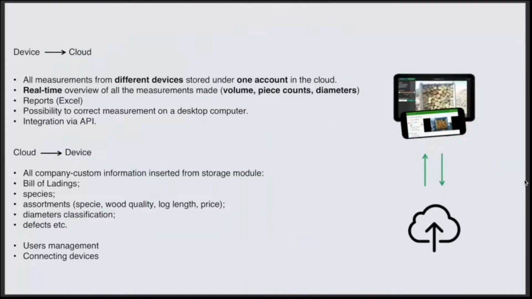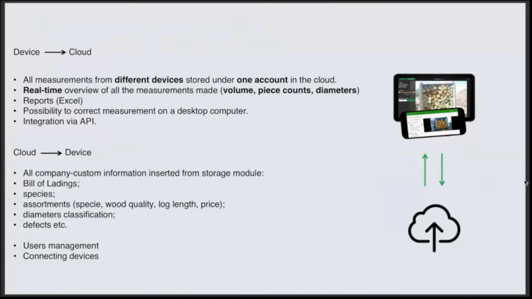So here you can see which information goes from device to cloud and cloud to device. From device, all the measurements are uploaded to the cloud, and you can start viewing them in real time with all the information connected to these. You can make reports with the uploaded measurements, possibility to correct the measurement on a desktop computer, and integration via API.